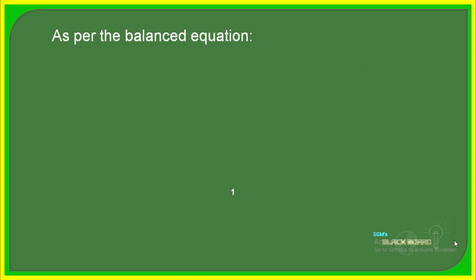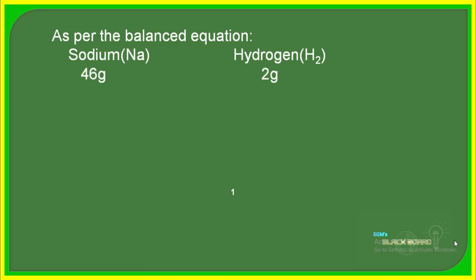As per the balanced equation, let us compare sodium with hydrogen. Here 46 grams of sodium reacts with water to give 2 grams of hydrogen. So if 230 grams of sodium is reacting with water, how much hydrogen is produced? Let us take x grams of hydrogen.